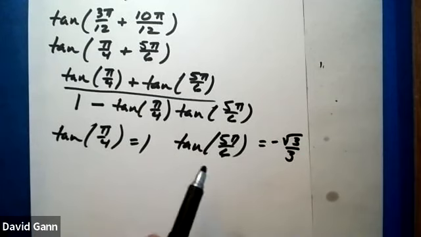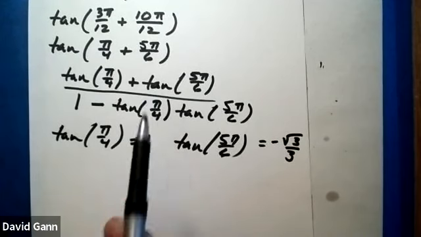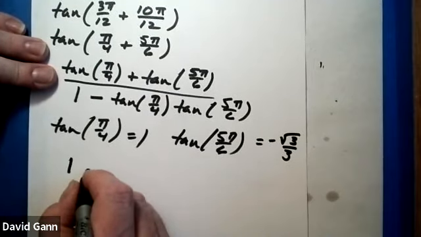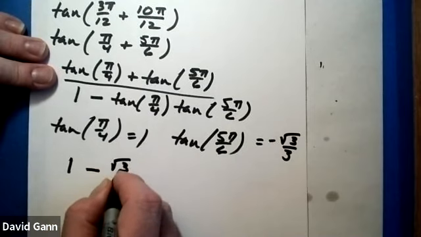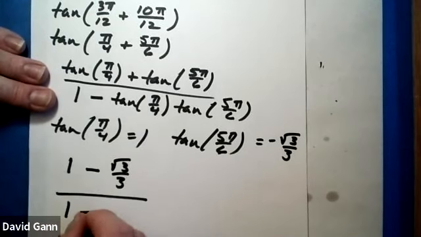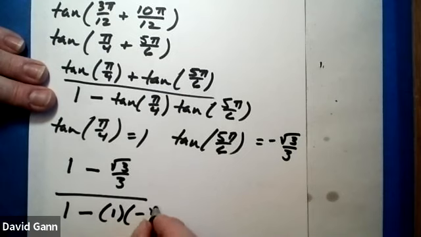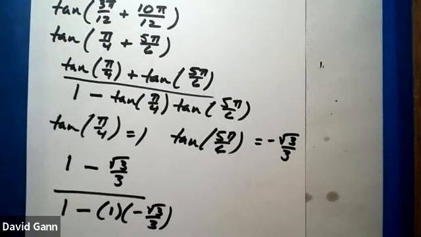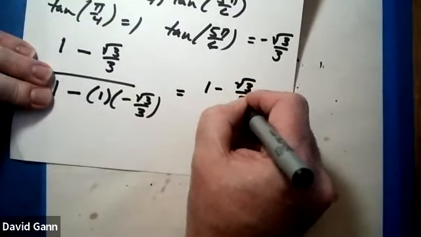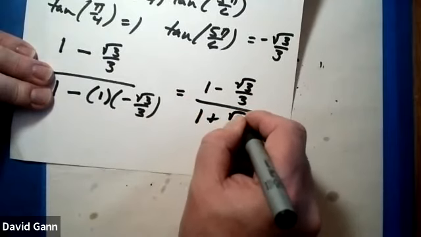Okay, so I'm going to substitute these values into this formula, and I've got 1 minus square root of 3 over 3 over 1 minus 1 times negative square root of 3 over 3. Which happens to be equivalent to 1 minus square root of 3 over 3 over 1 plus square root of 3 over 3.